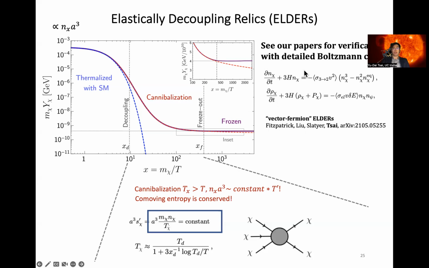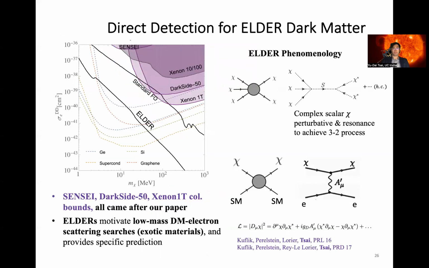And later on, we used a similar kind of code to work on vector fermion elders. So we actually have 2 papers on this, but I'm only listing one of them here. And the code has been tested by 2 different groups. Here the only overlapping author is me. Okay.